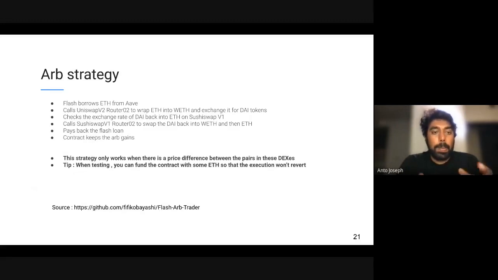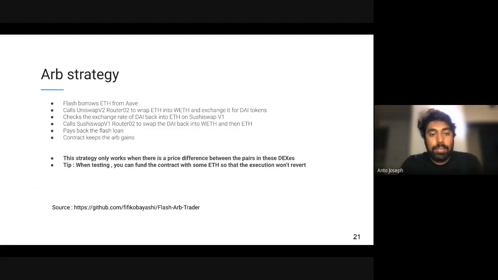So we would take a flash loan from Aave and we will borrow Ether. We will then call the Uniswap V2 to wrap Ether into wrapped Ether and then exchange it for DAI tokens on Uniswap. Then we'll check the exchange rate of DAI back into Ether on SushiSwap, which is a completely different DEX. Then we will call the SushiSwap router to swap the DAI back into wrapped Ether and then to Ether.